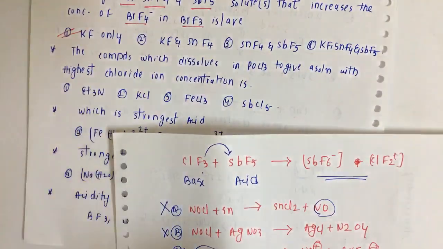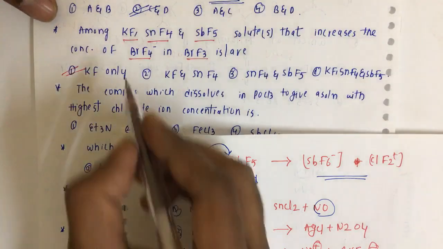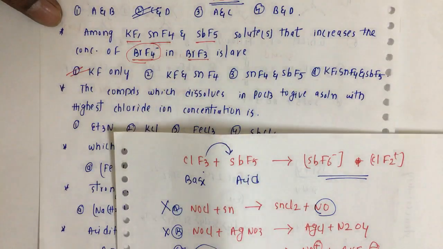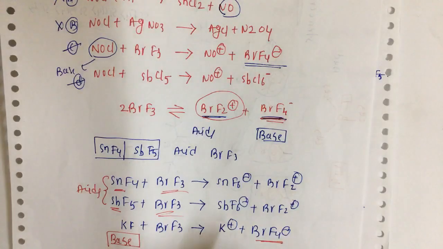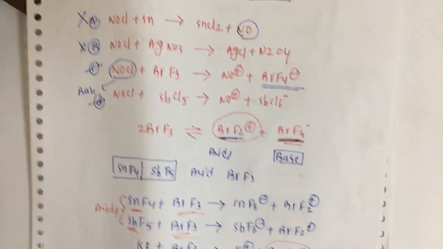They ask which increases the concentration of BrF4 minus, which means indirectly they ask which one produces the BrF4 minus. So KF is the only answer.